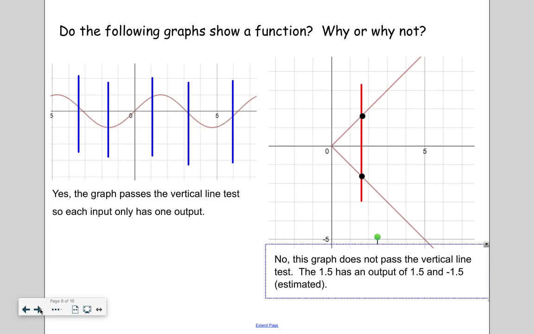All right, and here you can see the results. So on the left, we were fine. Obviously, this isn't all the vertical lines, but I drew some. And on the right, this one does not pass the vertical line test. I estimated this to be at about 1.5 on the x-axis, and you can see it matches up with roughly 1.5 and roughly -1.5. So you can't have an x value match up with 2 y values, not a function.